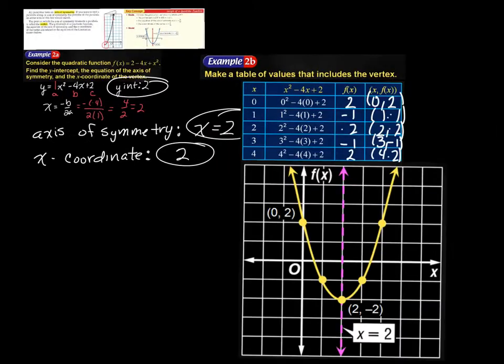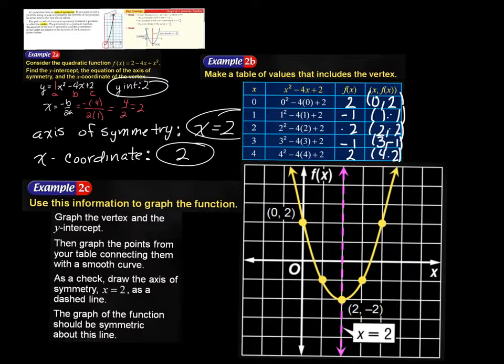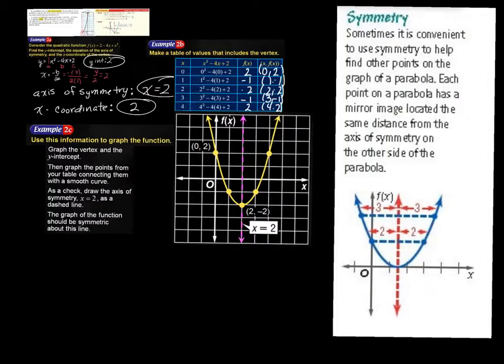Plot the points and connect them with a nice smooth curve, and they also drew in the axis of symmetry. You can see it's the same distance to that same point on either side. So again, when we graph, we're going to start off graphing the vertex and the y-intercept, and then graph points from your table, connecting them with a smooth curve. As a check, if you draw in the axis of symmetry as a dashed line, it should be symmetric about that line. Before we had handy-dandy calculators with a table feature, we would do this technique a lot, use symmetry to help find other points of the graph of the parabola.